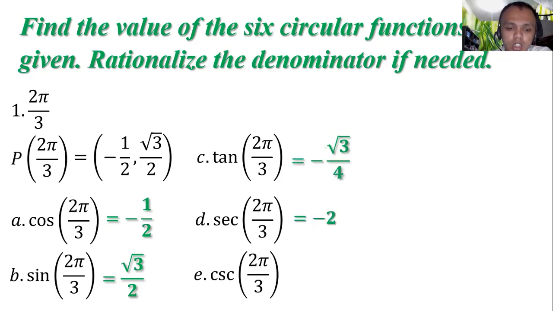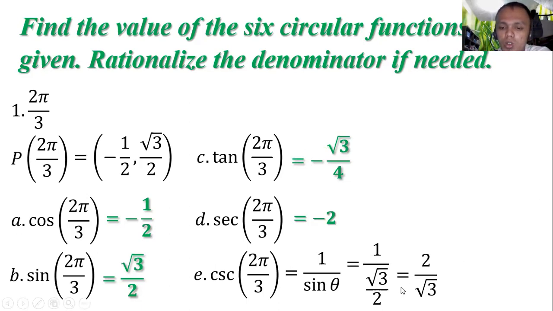Next, cosecant 2 pi over 3. Ano yung formula ng cosecant theta? 1 over sin theta. Now, substitute. 1 over square root of 3 over 2. Get the reciprocal. We have 2 over square root of 3 times square root of 3 over square root of 3 since naka-radical yung denominator. Ang tawag dyan, rationalize. 2 times square root of 3 is 2 times square root of 3. Square root of 3 times square root of 3 is 3. So your cosecant here is 2 square root of 3 over 3.